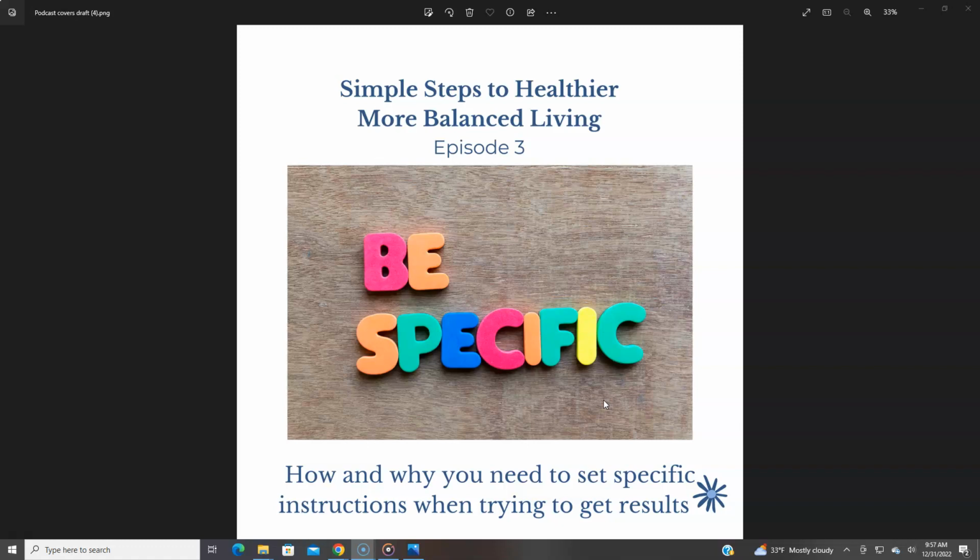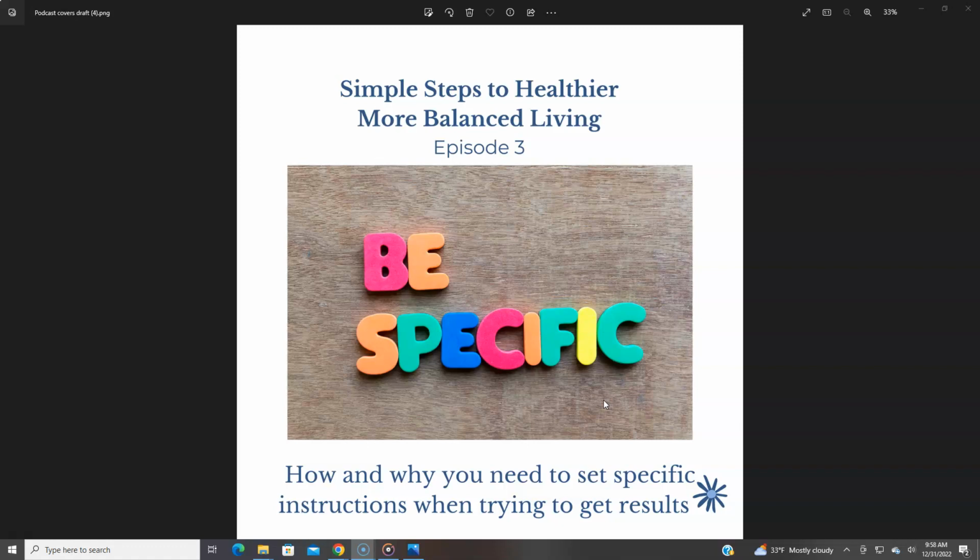Number 1, set specific instructions. Number 2, start small and break down your goals. Number 3, keep track. Number 4, make your goals work for you. Make them pleasurable. Number 5, set up accountability to others. And then you can set up that accountability to yourself. It's one of my favorites. We'll talk about that in a whole episode. Number 6, forgive yourself. And number 7, celebrate your wins and be grateful.